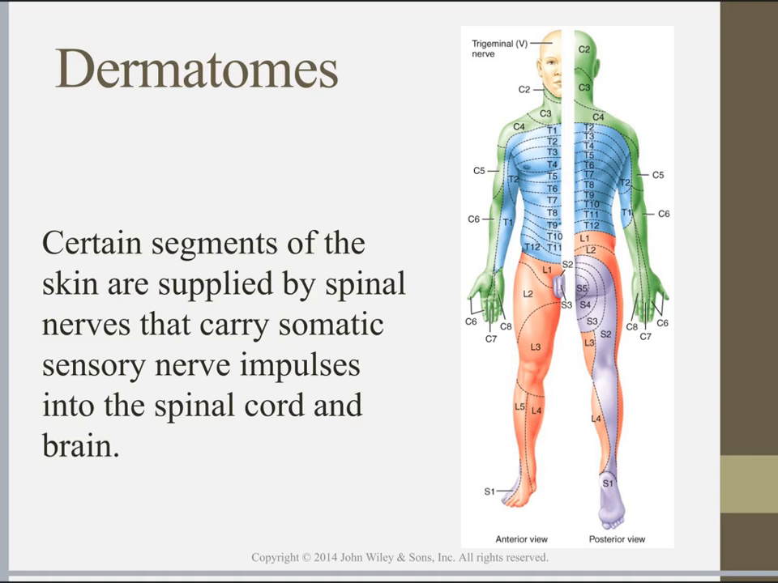They're called dermatomes. Now, certain segments of the skin are supplied by spinal nerves that carry somatic sensory nerve impulses into the spinal cord and the brain. Now, if you look, you see that we have divisions that align with the divisions of the longitudinal section of our spinal cord. Namely, the green is where we find our cervical plexus. Our thoracic region stays intact right about L1, L2, where that second enlargement was. We have our lumbar plexus followed by our sacral plexus down here.